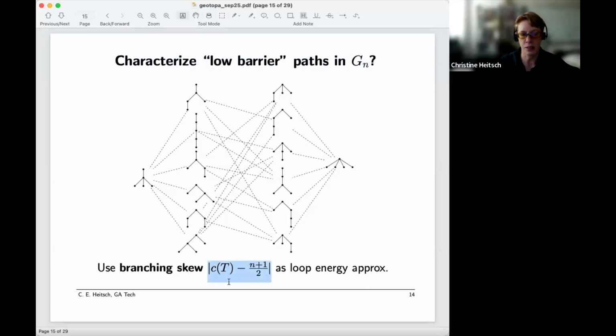And branching skew is defined as the number of odd edges minus (n minus 1) over 2, because it's actually going to be symmetric around the middle of the graph. So the two extremes have the highest amount of branching skew, and then the middle one, if n is odd, or the middle two, if n is even, are going to have the lowest degree of branching skew. So our configuration space is this set of plane trees with n edges connected by these pairing exchange moves. So our steps are one of these pairing exchange moves. And then this is our cost function, this branching skew, which approximates the loop energies.